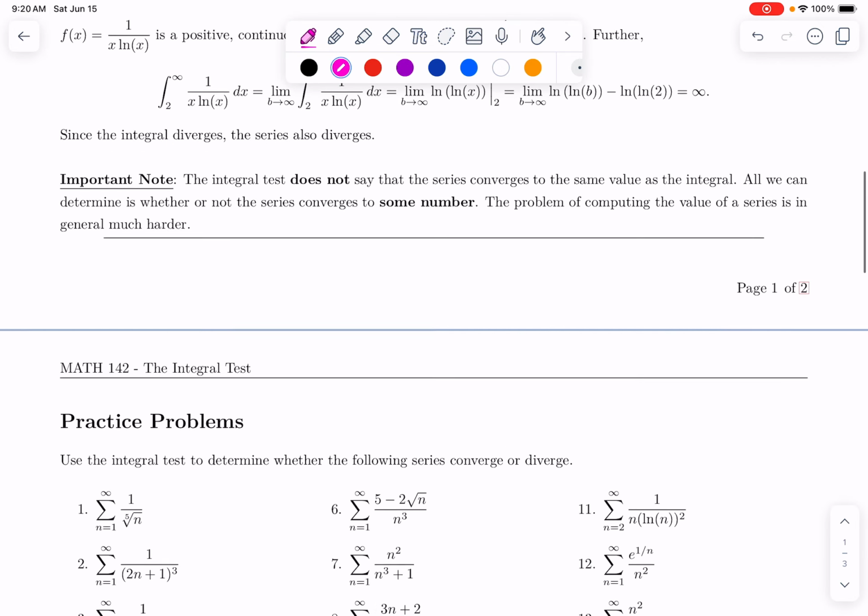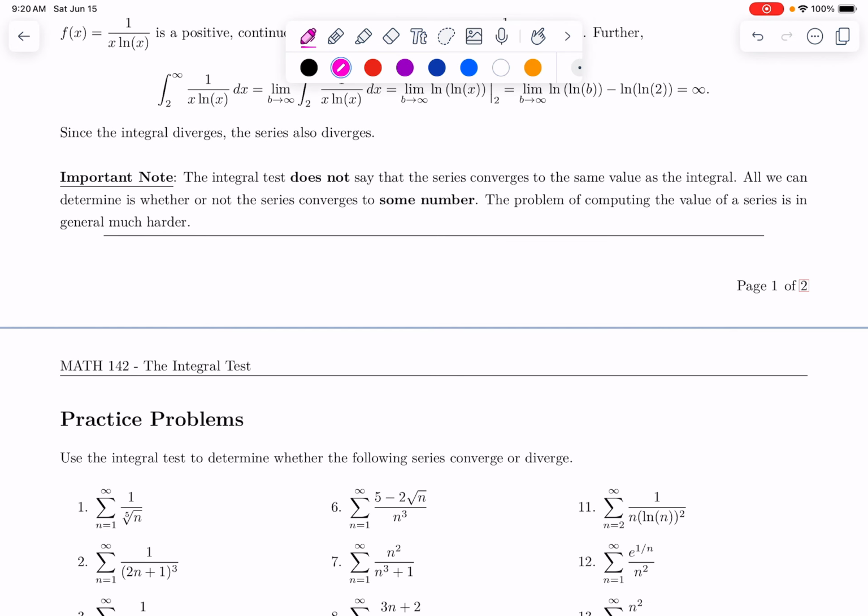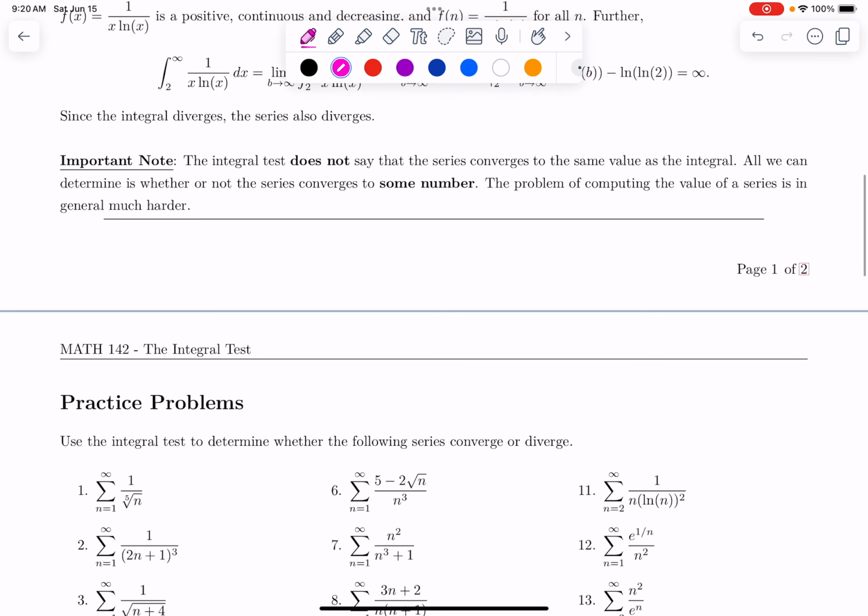But what I would tell my students is that the integral test does not say that the series converges at the same value as the integral. It has to be determined whether or not the series converges to some number. So the problem of computing the value of the series is generally also much harder.